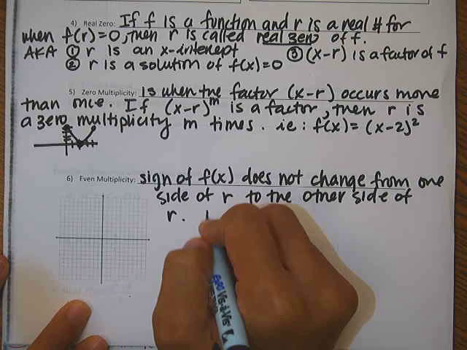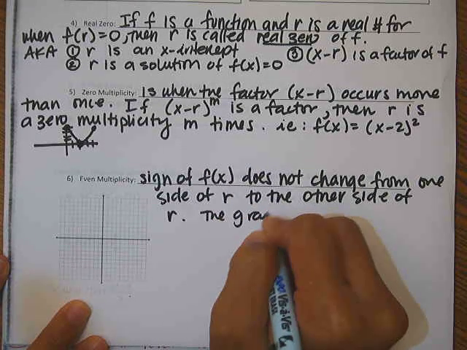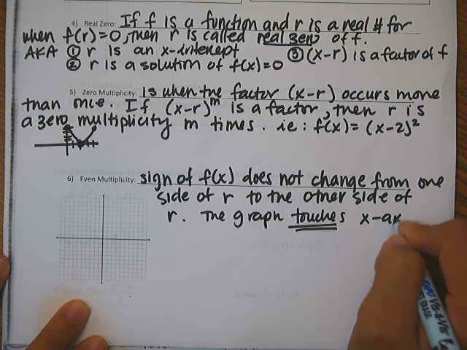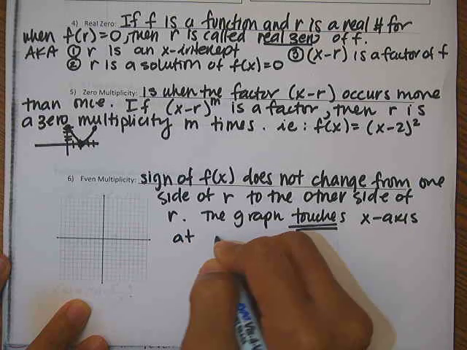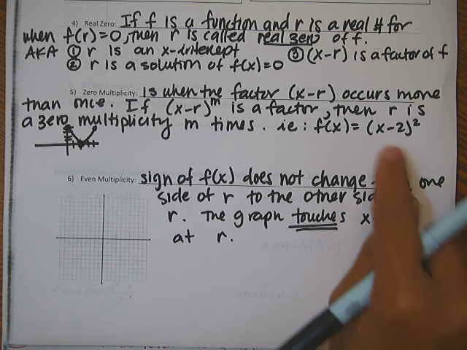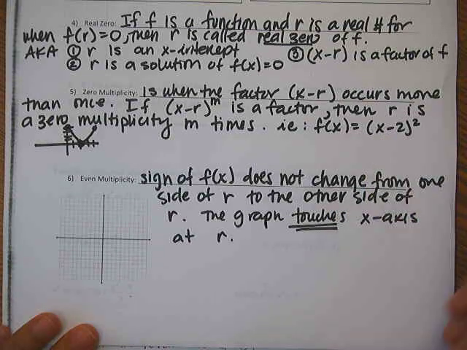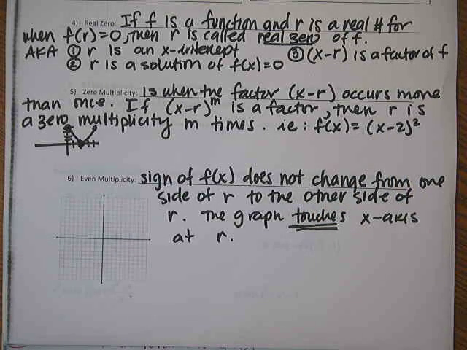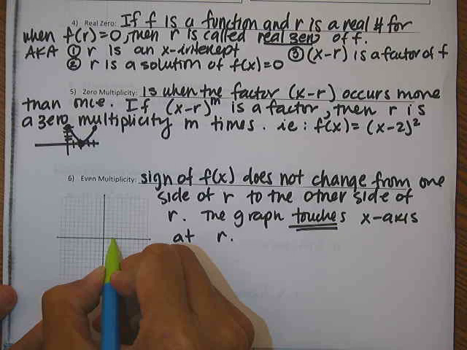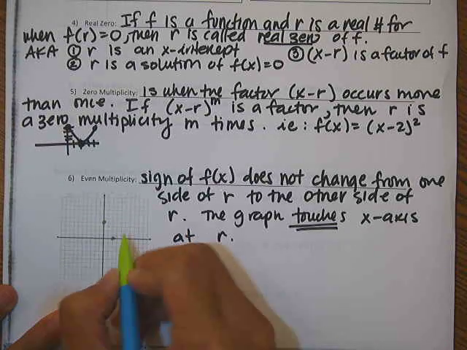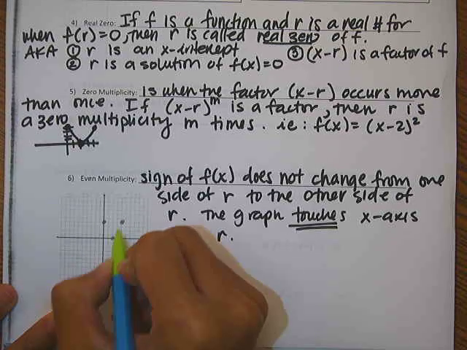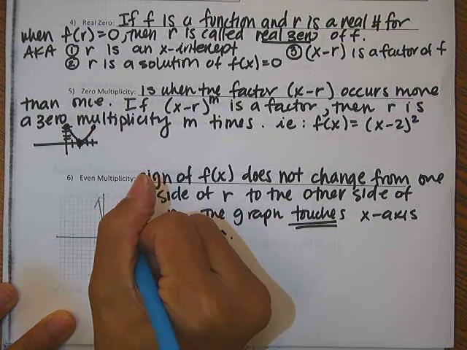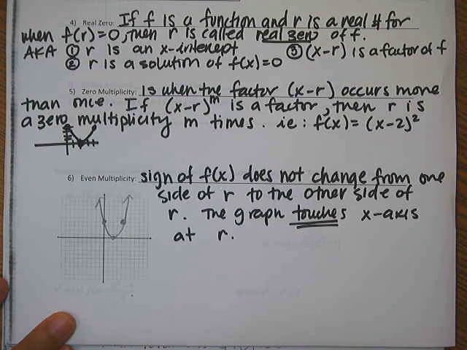The graph touches, and this is huge, the graph touches the x-axis at R. Okay, so now let's use this piece, just like what we had here. So when we have x minus 2, let's sketch this over here. Here's 2, and when x is 0, it's 4. And then it's symmetrical over here, so we have this awesome looking parabola.